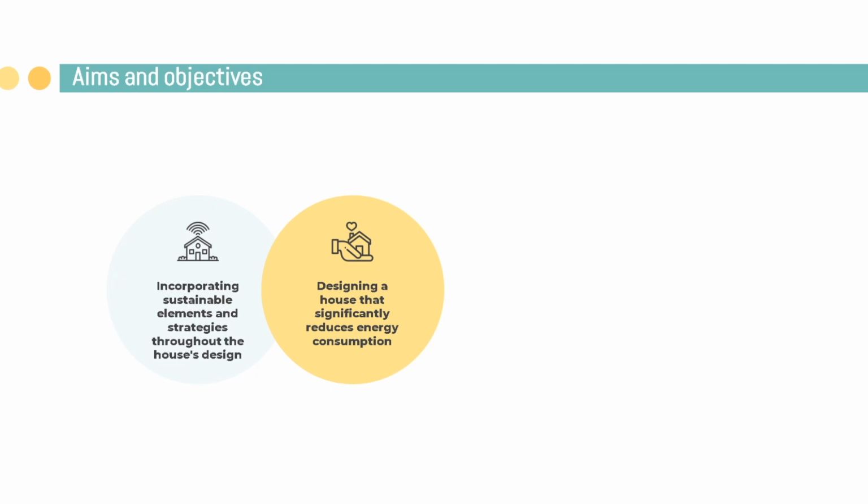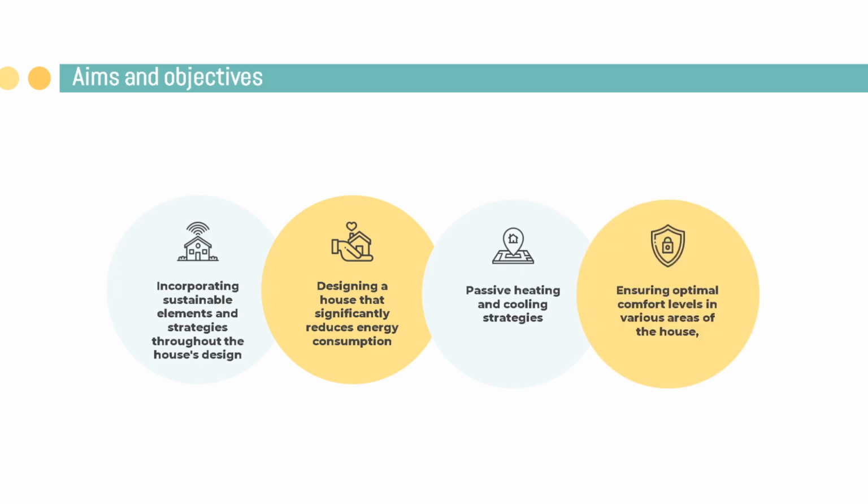Implement passive heating and cooling strategies in the house, ensuring optimal comfort level in various areas of the house, taking into consideration factors such as indoor air quality, thermal comfort, and visual appeal to create a pleasant and enjoyable living environment. By addressing these points, the research aims to showcase the successful integration of passive design principles, sustainability measures, and enhanced comfort within the country house.